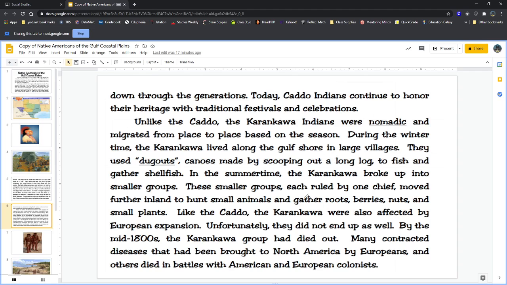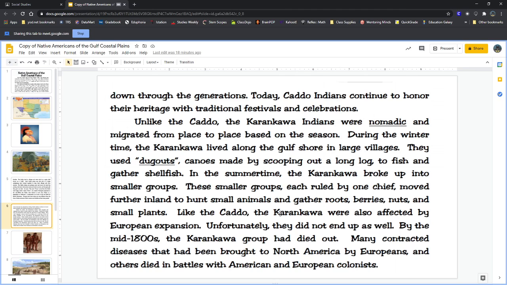Let's see. These smaller groups, each ruled by one chief, moved further inland to hunt small animals and gather roots, berries, nuts, and small plants. So, almost a little bit like what both of you had said. They would break up into smaller groups in the summer, split apart, hunt, and gather different things. Probably in the winter, they could all come back and share the different berries and roots they had gathered. And like Kaylee said, it was probably a lot colder in the winter too. So it's easier for them to keep warm if they're all in one big group.